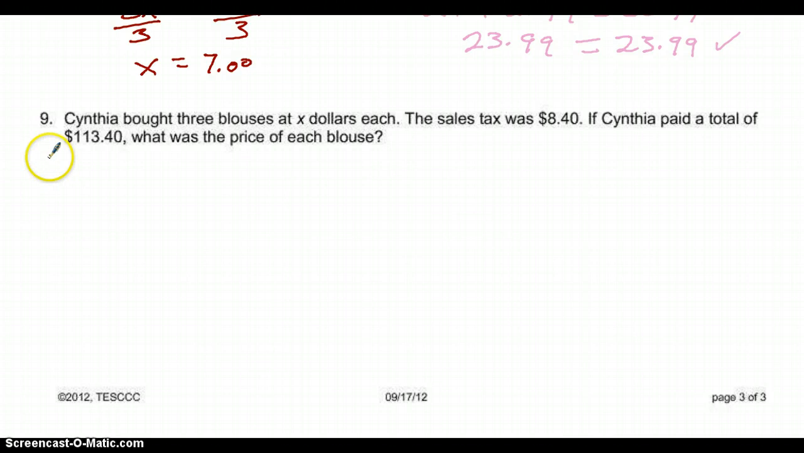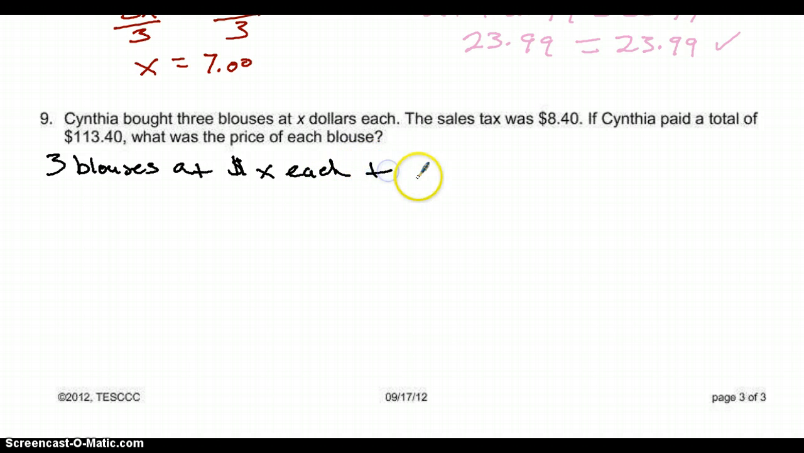So again, 3 blouses, and the 3 blouses at X dollars each, and that's plus sales tax, and equals total cost. Okay, I am rushing right now.